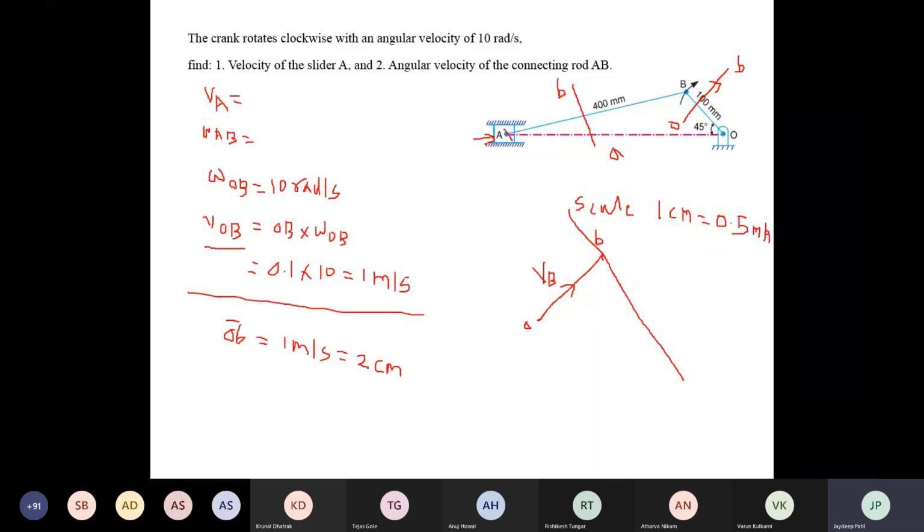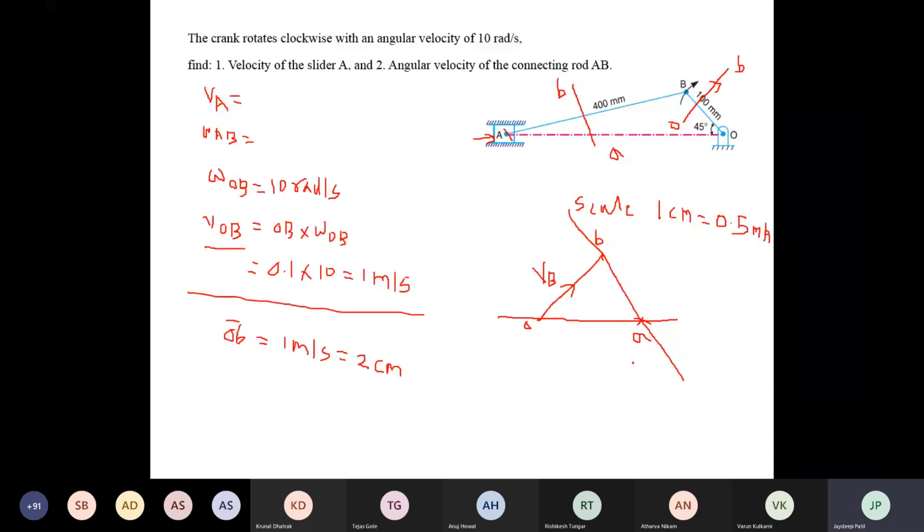I will draw the next vector through the fixed point O, which is the motion of slider A inside the guide, and that motion is your horizontal line. Through this O, I will draw a horizontal line, which is the motion of slider A, where it intersects the previous vector BA. I will mark the point A.